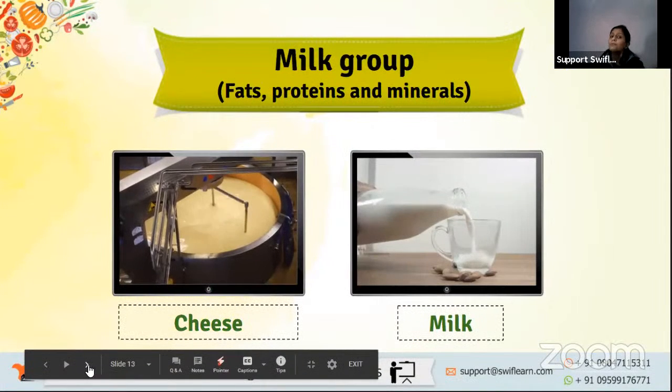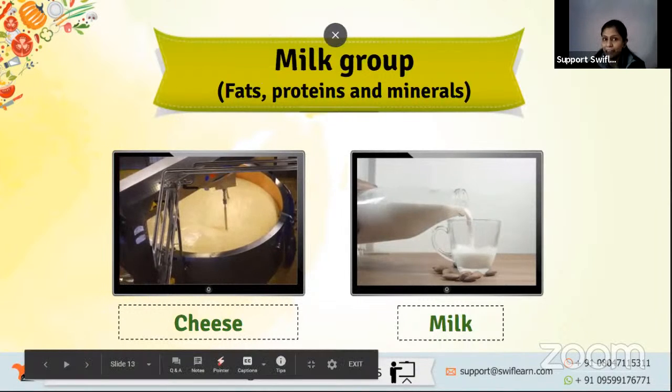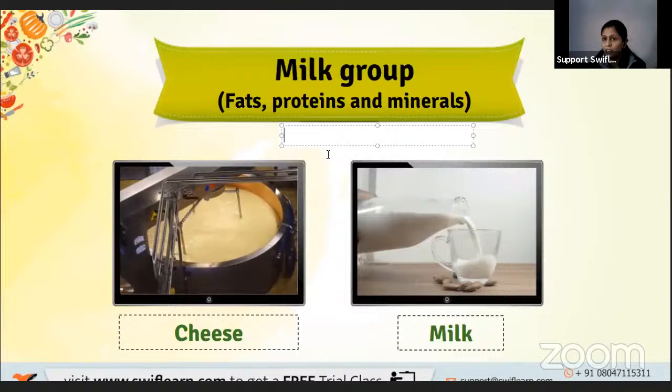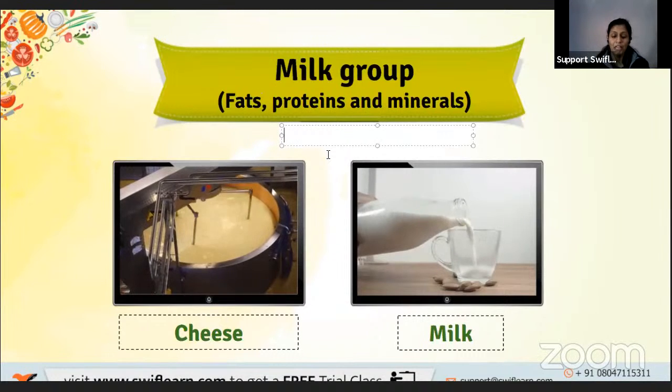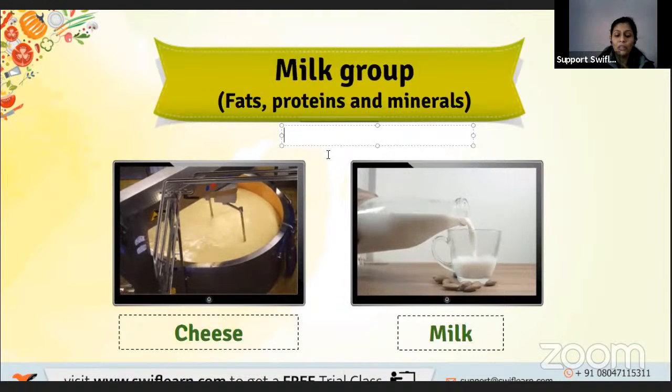Now this milk group contains fats, proteins, and minerals. What are the special characteristics of the milk group that we need to understand? You can see the examples in front of you, that is cheese and milk. Every kid likes cheese, but it again has to be eaten in optimal quantity. So what are the advantages of this group, that is your milk group? It improves your bone health.